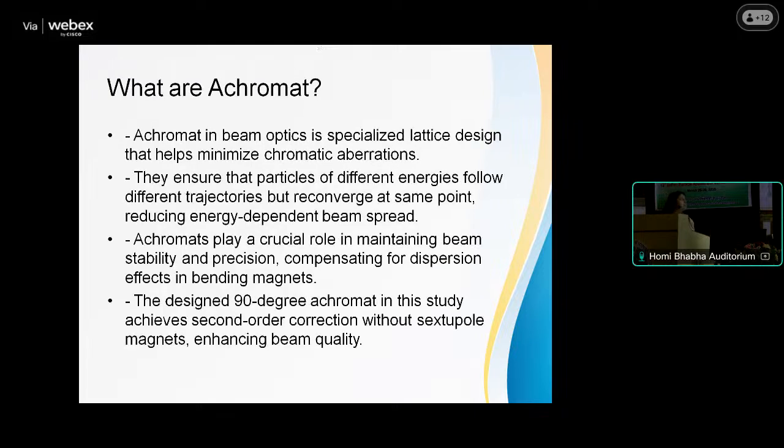Before I proceed, I would like to briefly talk about what achromats are. An achromat in beam optics is a specialized lattice design that helps minimize chromatic aberrations. They ensure that particles of different energies follow different trajectories but reconverge at the same point, reducing energy-dependent beam spread. The achromat that we designed successfully achieves this without using sextupole magnets, and it enhances the beam quality.